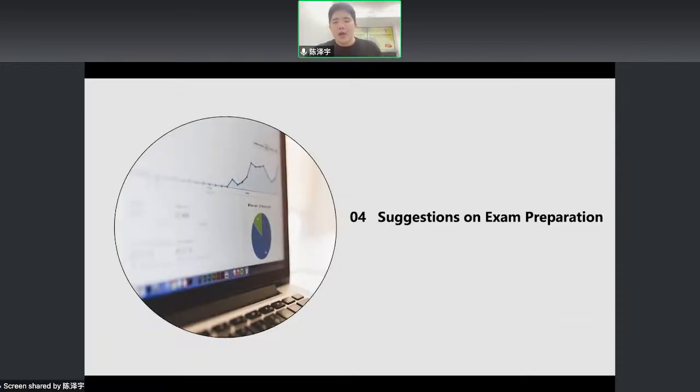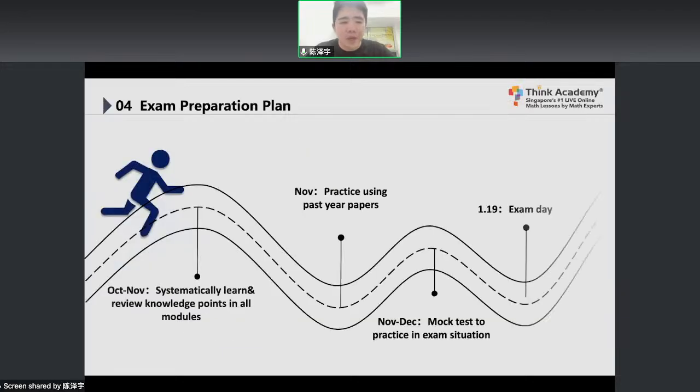All right, so finishing this part, let me give you some suggestions on how to prepare for the exam. Okay, how to prepare for the exam. So here is the timeline that I give.